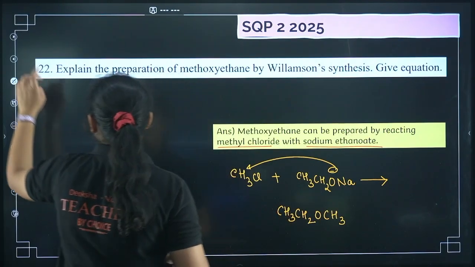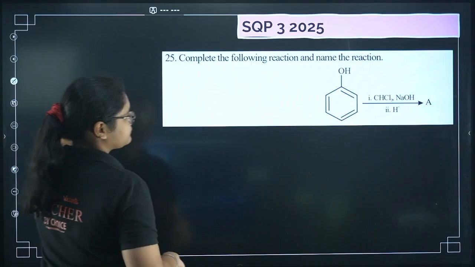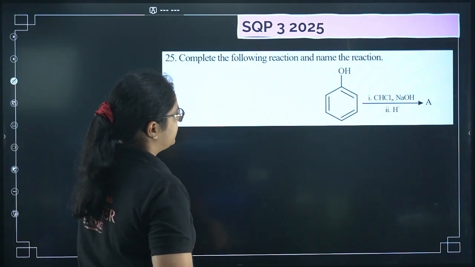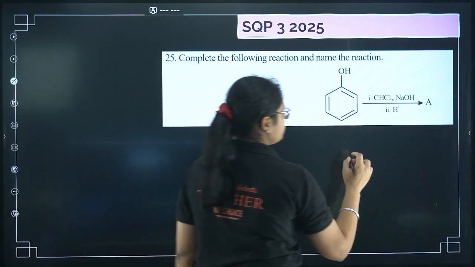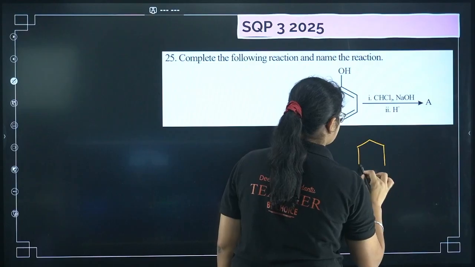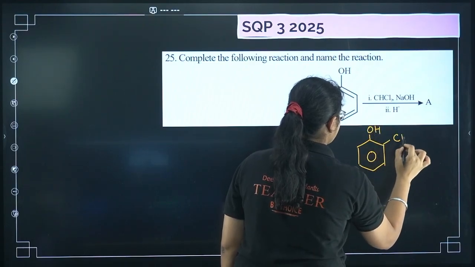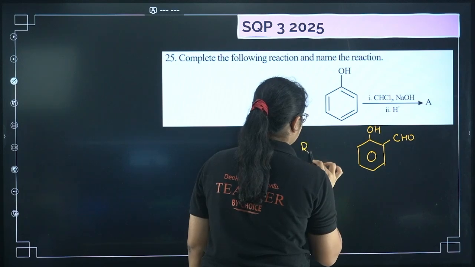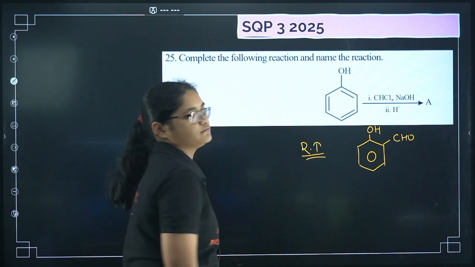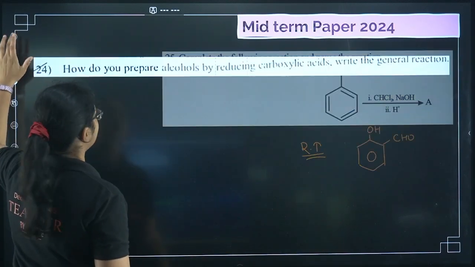Equation is already there. Next we have complete the following reaction and name the reaction. So this one will give you Reimer-Tiemann reaction, or salicylic aldehyde, OH and CHO. What is the name of the reaction? Reimer-Tiemann reaction. Just check the spelling and write it correctly in the exam.